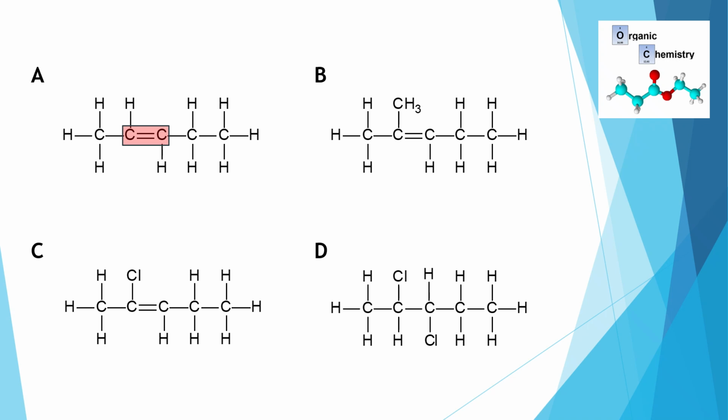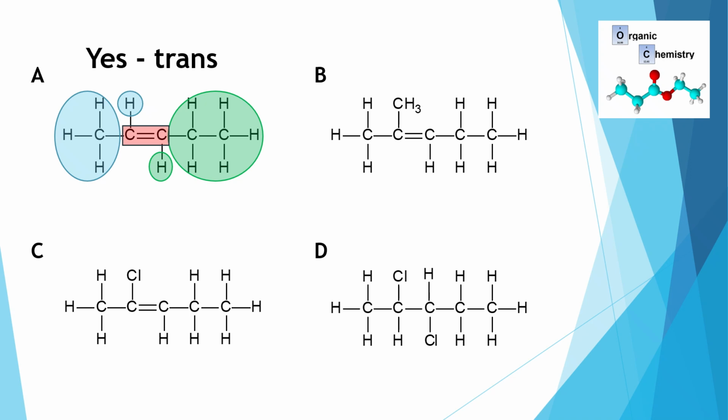So the first one has a double bond. It meets the first requirement. On the left carbon, it has 2 different substituents, a CH3 or a methyl group, and a hydrogen atom. So that meets the requirements on that part. And on the right hand carbon, it has a hydrogen and an ethyl group, a C2H5. So yes, this meets both requirements. We can see the hydrogens are across from each other. So yes, this can have geometric isomers, and this is one of them. This is the trans isomer. Let's look at this next one.